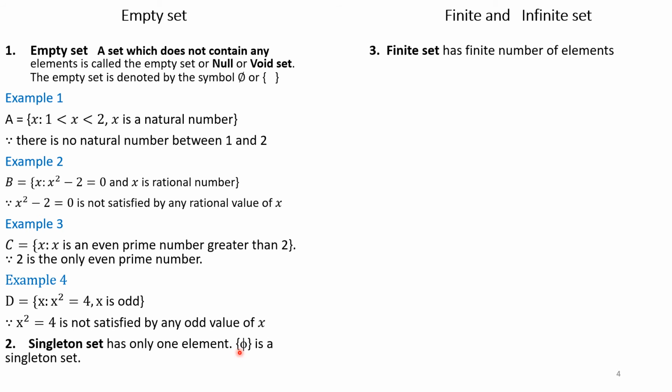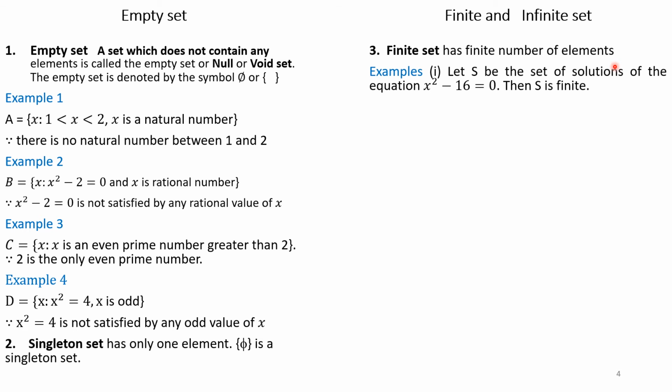Now we will take up finite and infinite sets. A finite set has a finite number of elements. Example 1. Let S be the set of solutions of the equation x squared minus 16 equals 0. Therefore, S is a finite set. That is, it has definite values.